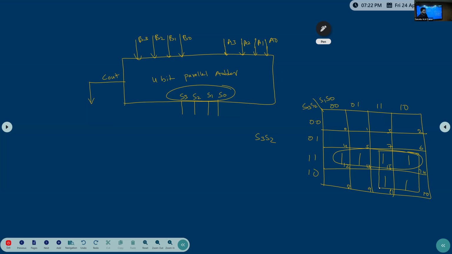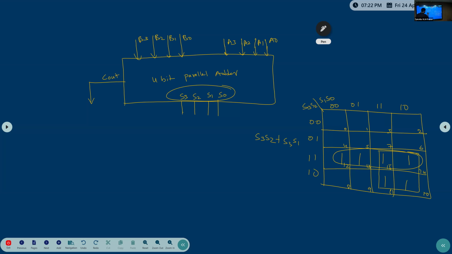Okay, so from this what will I get? What is common? In this, S3 is common. In this, S3 is not changing. Here S1, S1 is not changing, right? S1 or S0? S1. S1 is not changing. Okay, S3 S2, S3 S1. This is the equation we will get. Ready?